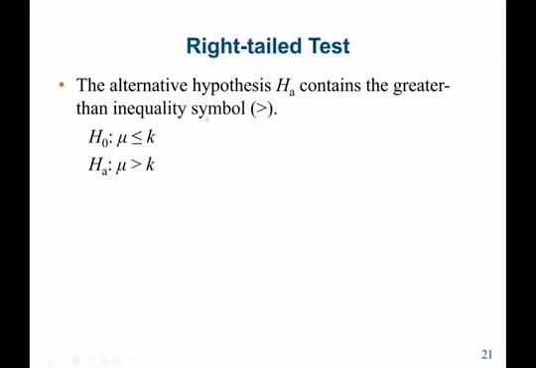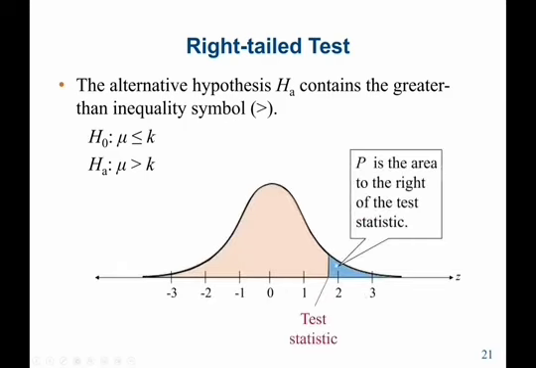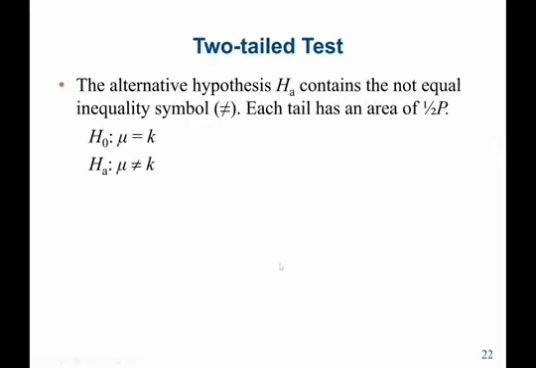Now with the right tail test, the alternative hypothesis HA contains the greater than inequality symbol. So HA will be mu greater than K, which means the null hypothesis H0 will be mu less than or equal to K. It will look like a normal distribution with the region to our right. The blue area normally will be the area where we reject the H0, then the brown area is where we fail to reject the H0.